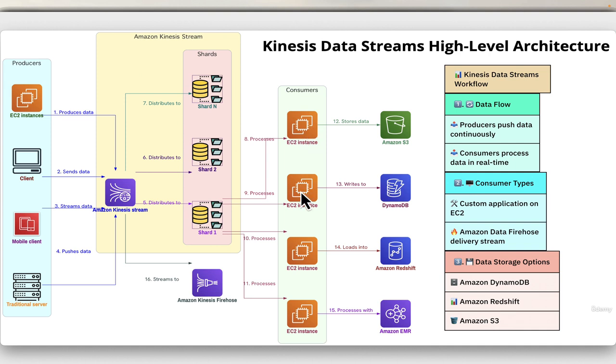The consumers process the data in real time, and after doing some processing, they can store it. It can be written to DynamoDB, it can be loaded into Redshift, or it can be further processed with Amazon EMR. The consumers can be custom applications running on EC2, or an Amazon Data Firehose delivery stream. So it can stream to Data Firehose, and from Data Firehose you can set up some destination target. These two scenarios are possible, and you can store the results in various services. This is how a typical high level architecture of Kinesis data streams looks in production, in the real world.